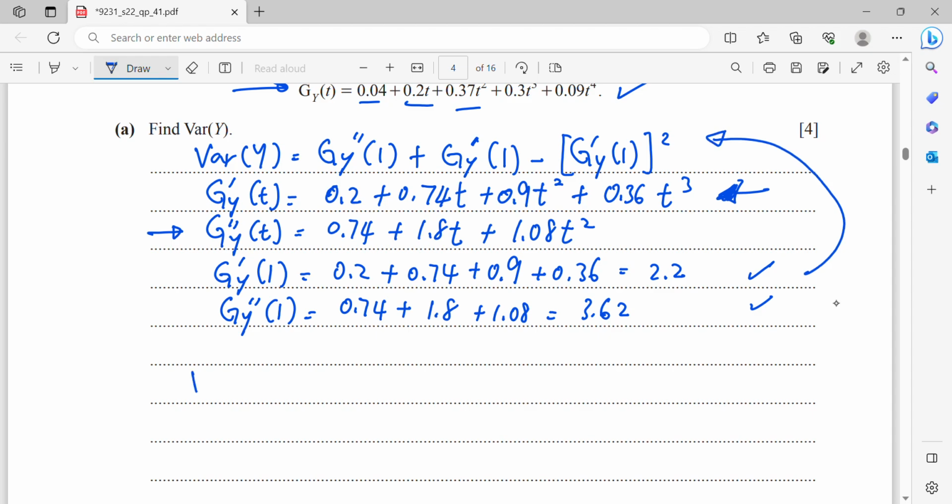formula. So now my variance of Y will be 3.62 plus 2.2 minus the square of 2.2. Okay, so at last you will get 0.98. So that's the solution for A.